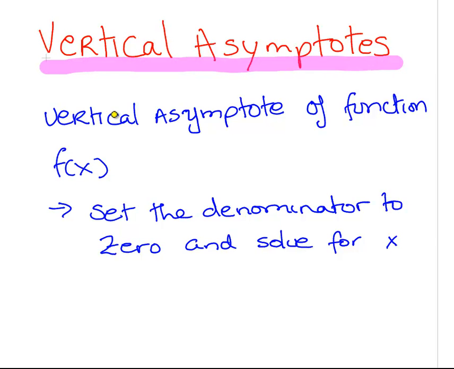But essentially, to compute the vertical asymptote, what you have to do is get the denominator of the function, set it to 0, and then just solve for x. Okay.